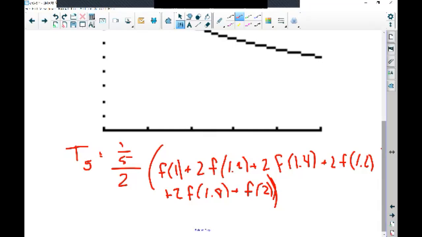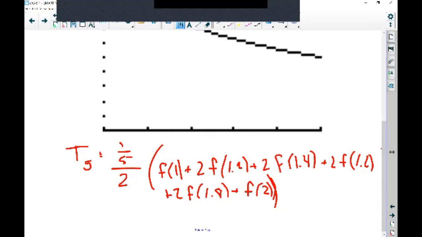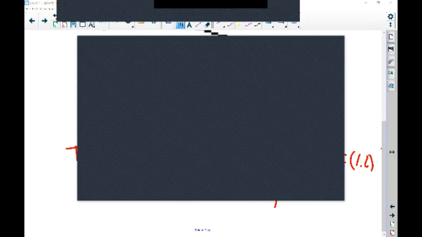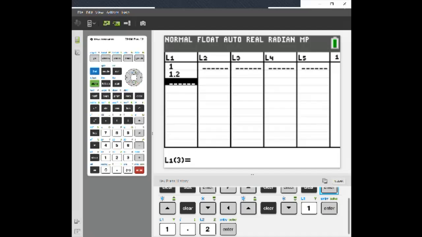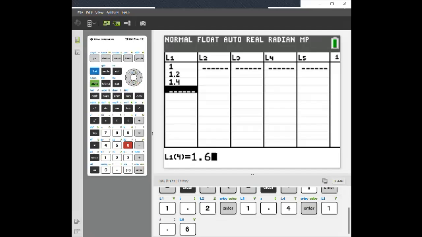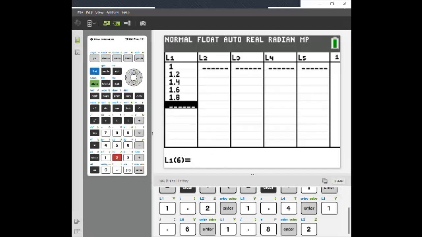So personally, I would do this on my calculator and use my lists. So if I go to my calculator, I would put my x values in L1. So it was 1, 1.2, 1.4, 1.6, 1.8, and 2.